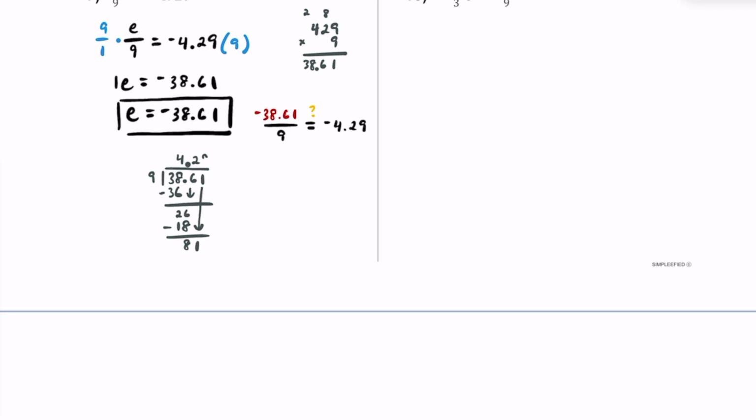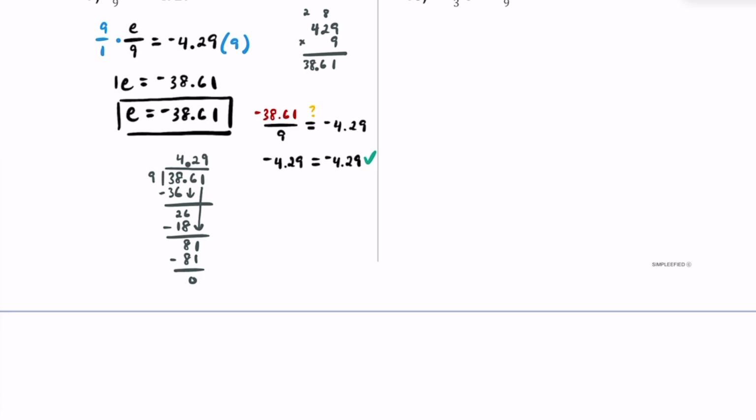9 into 81 is 9 times. 9 times 9 is 81. We get a remainder of 0. So you do see here that it's a negative divided by a positive, so it's negative 4.29. We just verified it is equal to negative 4.29. So this does check out, so we know our solution is correct.